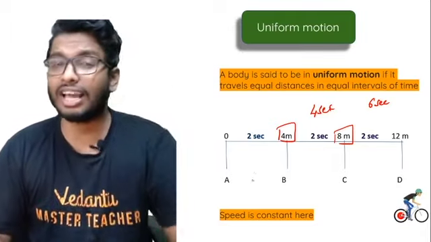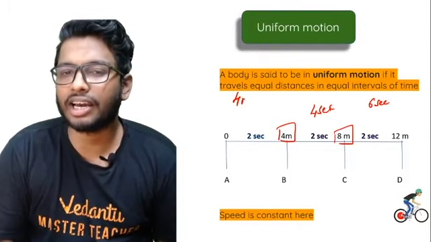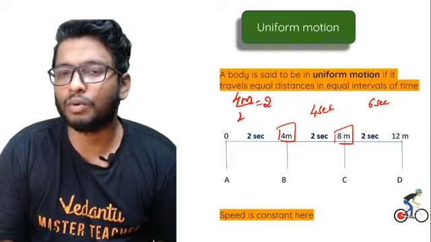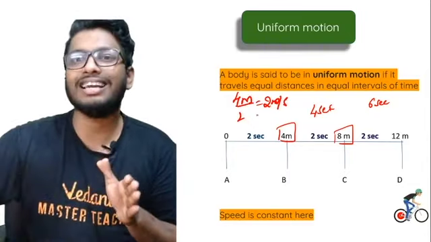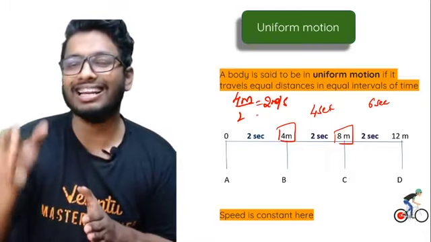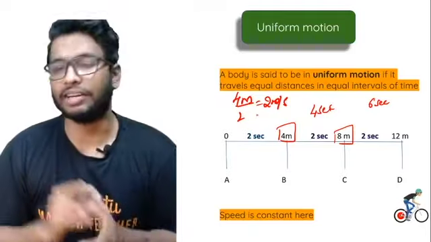In this case, to calculate the speed, it's distance divided by time. So the distance is 4 meters divided by the time taken, which is 2 seconds, so that'll be 2 meters per second. What I'm trying to say is that throughout his journey, he's been traveling at exactly 2 meters per second, and that's why he's covering equal distance in equal intervals of time.